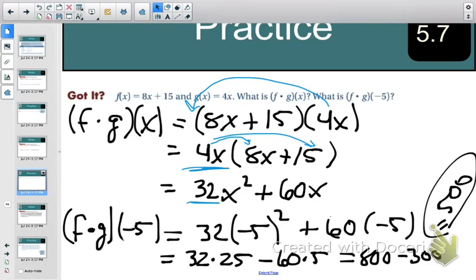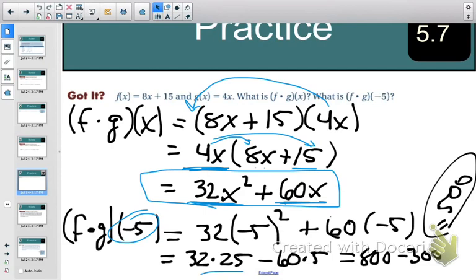So 4 times 8 gives us 32. X times x gives us x squared. Okay, and then 4x times 15, well 4 times 15 is 60, and you should have your x, so 60x. So this is the simplified version here, 32x squared plus 60x, and then we just plug in negative 5. 32 times negative 5 squared plus 60 times negative 5. Negative 5 squared is positive 25, so remember negative times negative is positive, and then I just move that negative to the front, so subtract 60 times 5, which gives us 800 minus 300, which is 500.